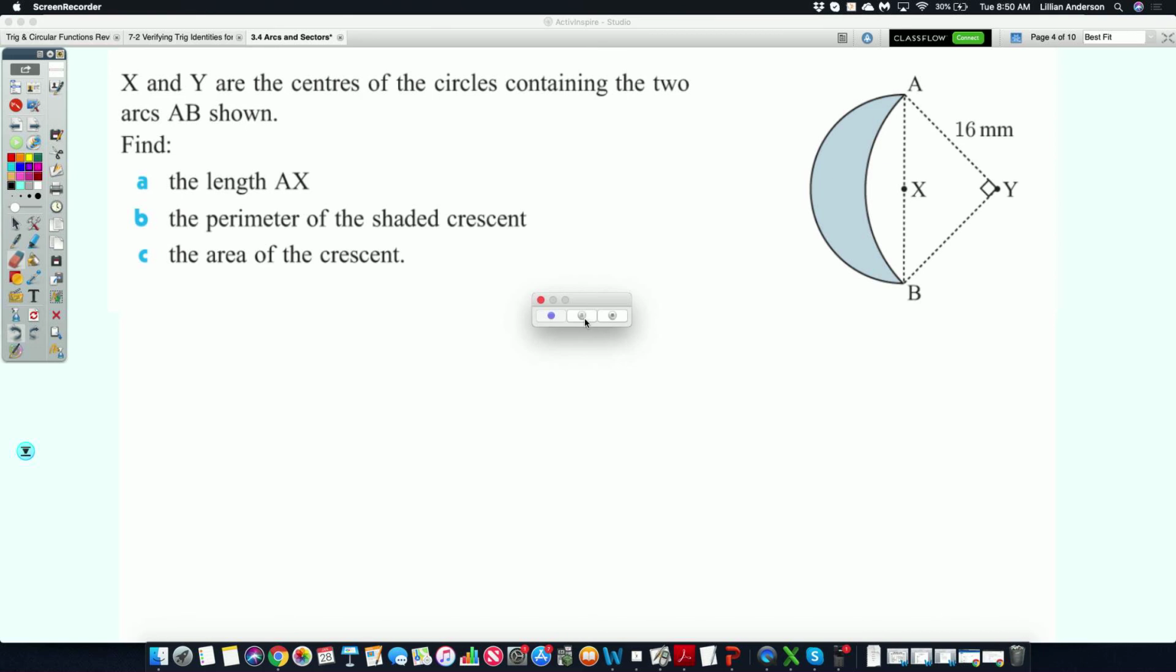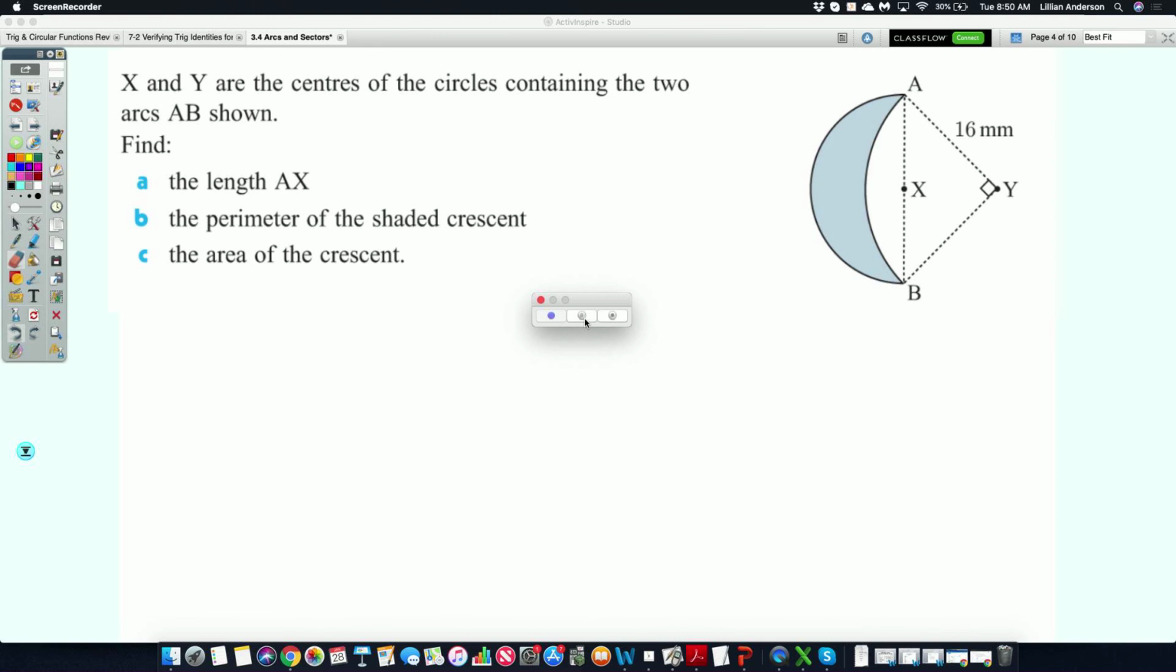X and Y are the centers of the circles containing 2 arcs, AB shown. Okay, so basically in this particular picture, we have 2 circles happening. We have one with the center of X and one with the center of Y. But they both have arc AB. It's just represented differently. We have to find the length of AX. AX would represent what? The radius of which circle? It will represent the radius of circle X.